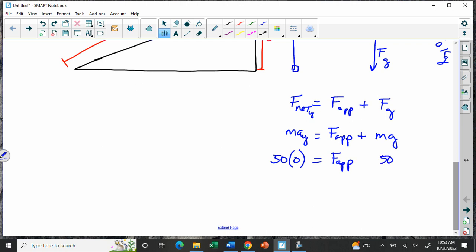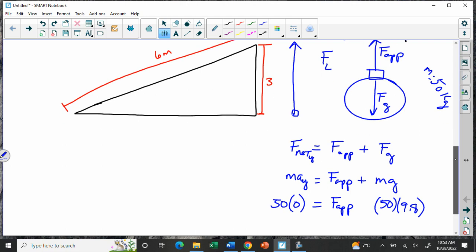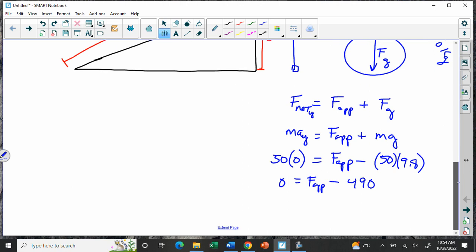And we get F applied here. Then we have a 50 for our mass and 9.8 for gravity, but we also have to look back at our picture. The gravity force is pointing down, so we also have to tell our math that this is a negative number, a downward number, by putting the negative sign, and we get 0 equals F applied minus 490. Then we can add 490 to both sides, and we now know what the F applied is. Now this is the load force.